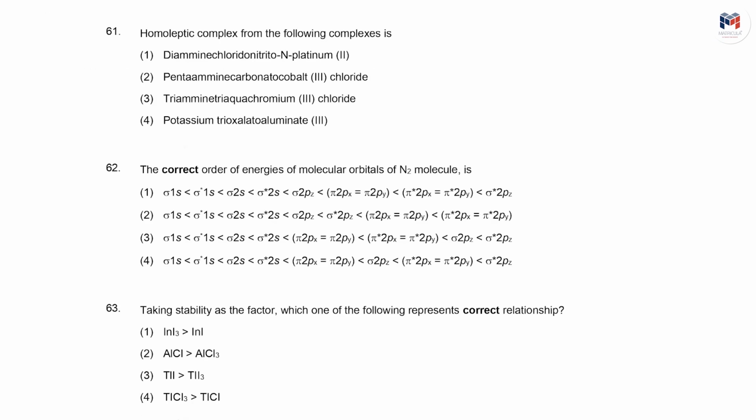Question number 61. Homoleptic complex from the following complexes is. The answer is option number 4, potassium trioxalato aluminate 3. Question number 62. The correct order of energies of molecular orbitals of N2 molecule is. The answer is option number 4. Question number 63. Taking stability as a factor, which one of the following represents correct relationship? The answer is option number 3. Thallium iodide is greater than thallium triiodide.